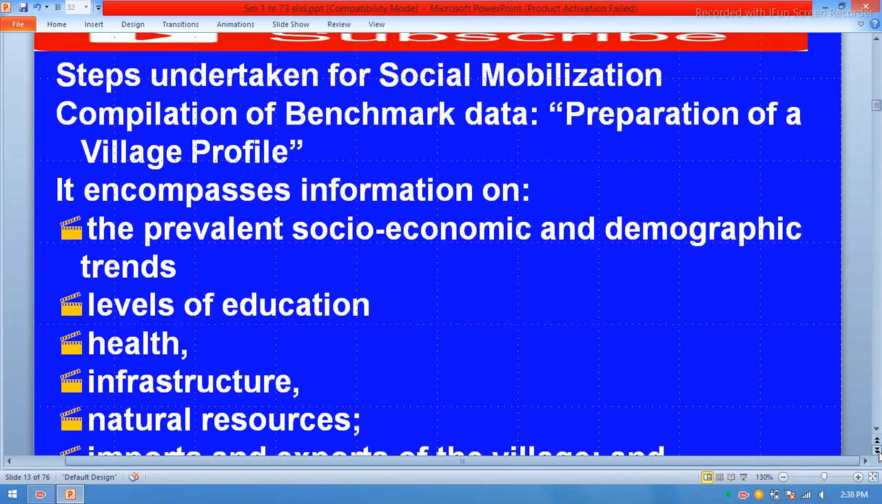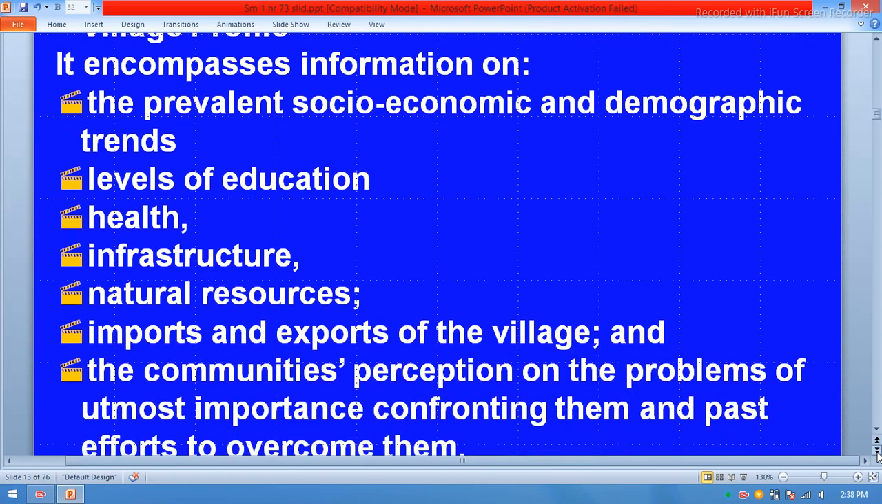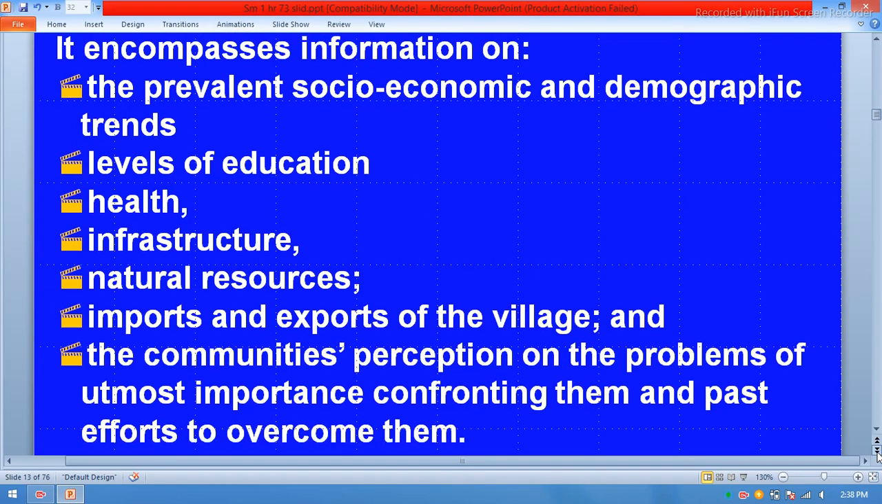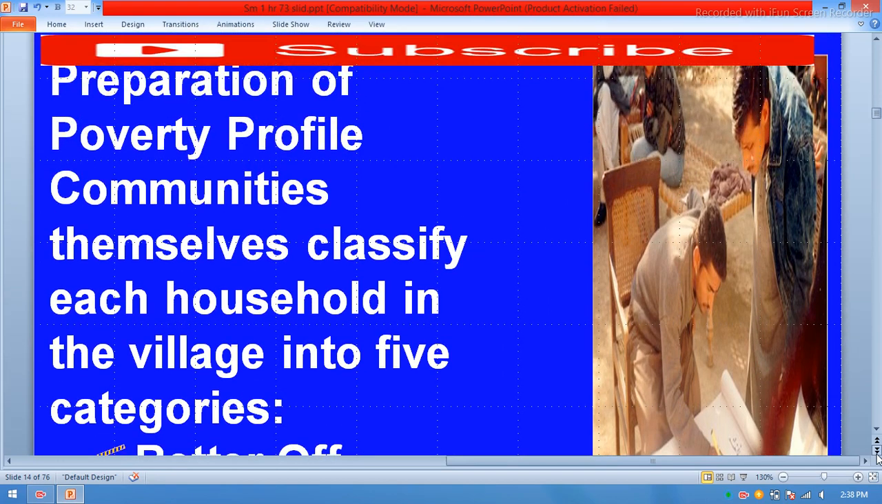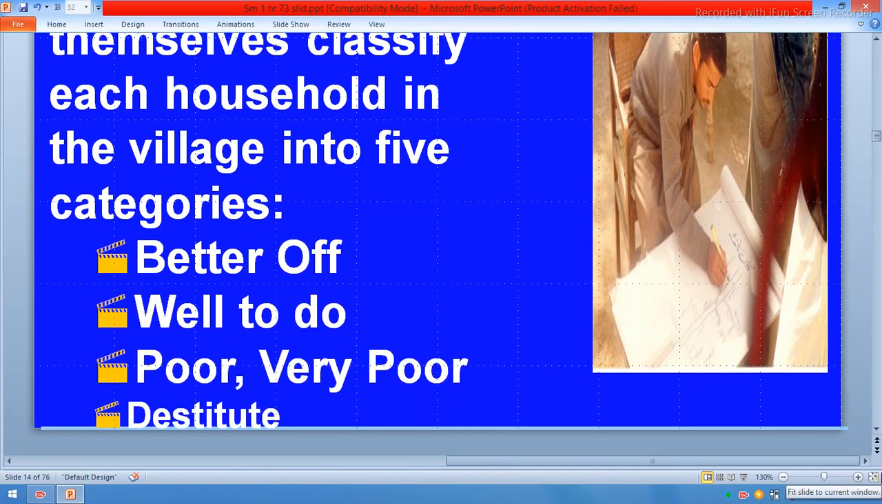Compilation of benchmark data, preparation of a village profile. It encompasses information on the prevalent socioeconomic and demographic trends, level of education, health, infrastructure, natural resources, imports and exports of the village, and the community perceptions on the most important problems confronting them and past efforts to overcome them. Preparation of poverty profile. Communities themselves classify each household in the village into 5 categories: better off, well to do, poor, very poor, and destitutes.